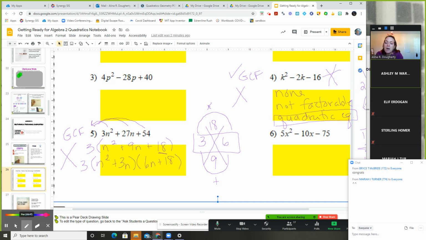Then you got to make sure you take out everything you can take out, right? I've got to regroup. So what can I take out of n squared and 3n? And if I know I want to end up with n plus 3 over here, what do I need to take out of 6n and 18? Absolutely, just 6. And then you rewrite it with your greatest common factors together in one set of parentheses. Don't forget about your 3 hanging out over here. N plus 6. And then you've got your n plus 3 and your n plus 3, so you just collect them.